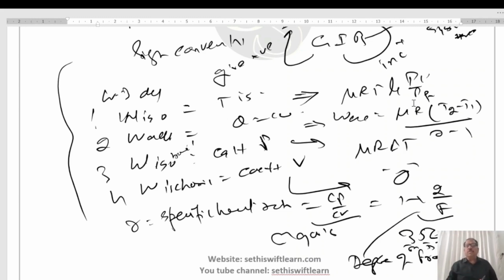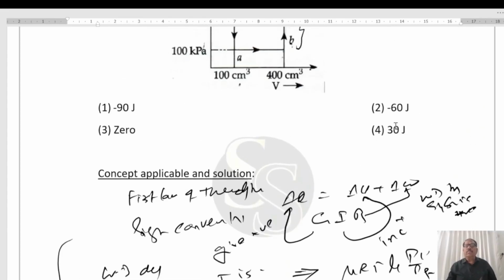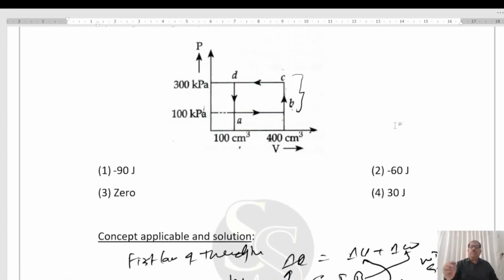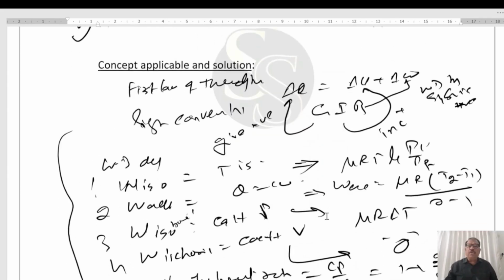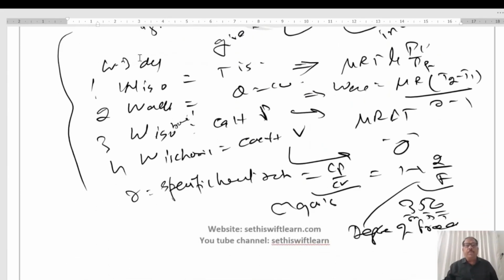Now let's discuss the question. In this case, the volume is constant. Therefore, the work done will be 0. That is the answer. This additional information is very, very important, specifically for NEET and other entrance examinations. Now, next question.